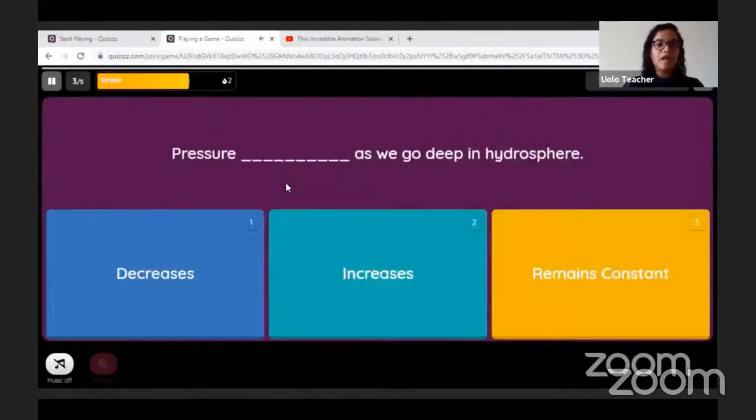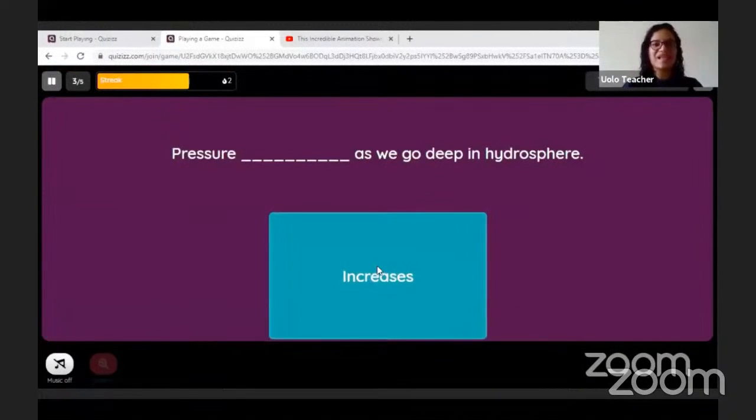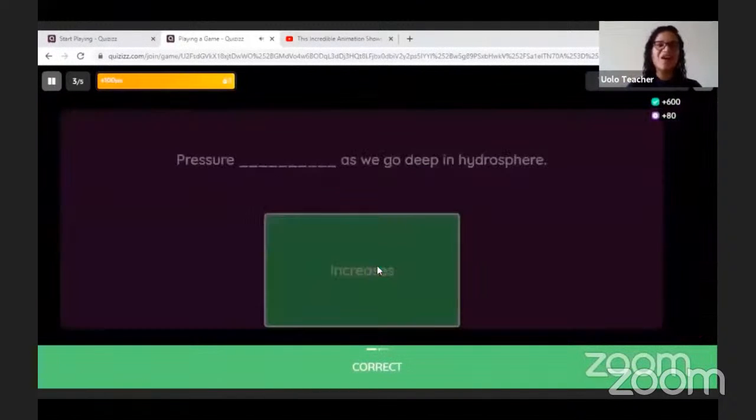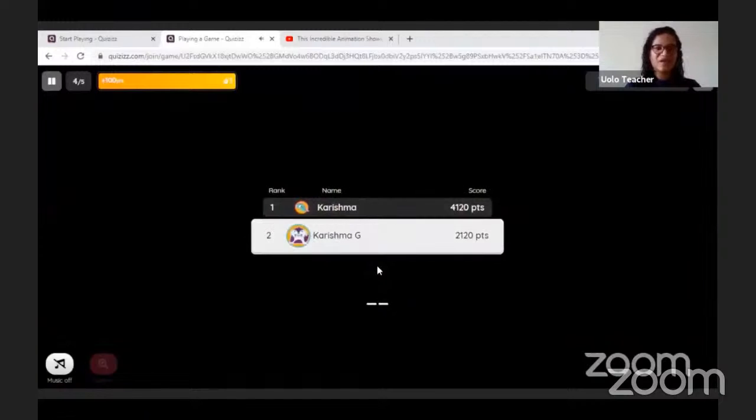Pressure dash as we go deep in the hydrosphere. We did this. It increases. Remember, if we go deep down where the highest dive took place, the deepest free dive, the pressure was 26 times that on the surface of the earth. Can we withstand it? We cannot bear the pressure. So the pressure increases as we go deep down. Clear, everybody? Good job. Let's go ahead.